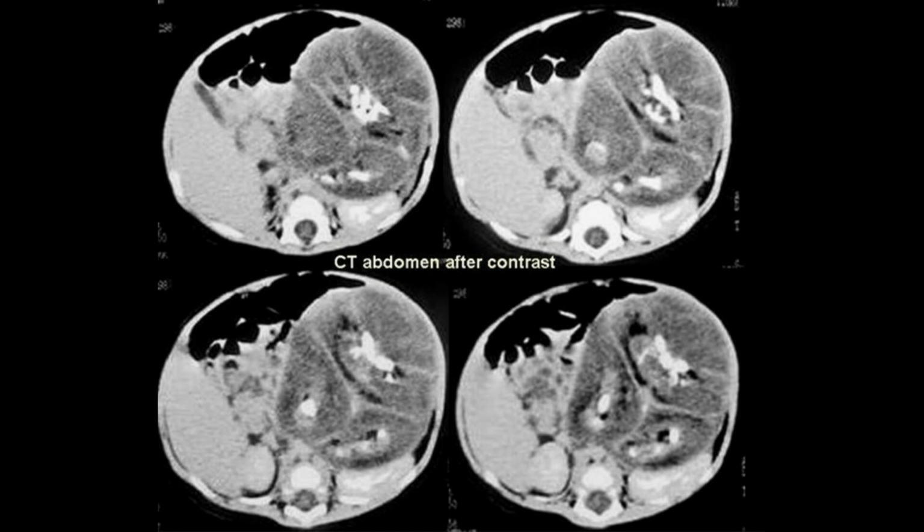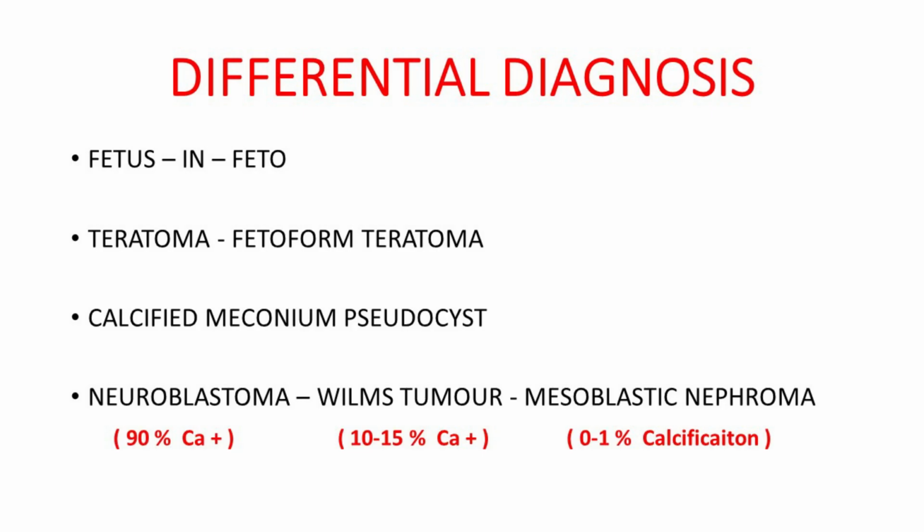Whether this is a renal mass, it's very less likely because it's out of the window. The differential diagnosis: very rare diagnosis of fetus in fetu because of the presence of ossific pattern and spinal pattern. And the second one is teratoma, especially the fetiform teratoma type. The third one is very important, calcified meconium pseudocyst sometimes can mimic this, which is almost intraperitoneal.